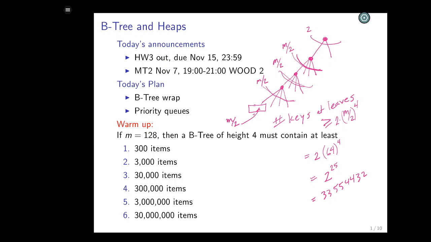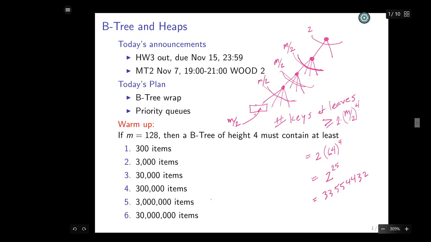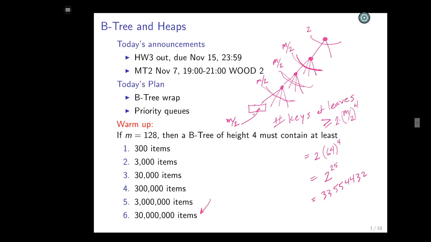There are also more keys at the internal nodes of the B-tree. I'm not even counting those. And already, I'm above 30 million items. So the answer is, it's going to be bigger than this, without even counting internal nodes. So this is just the leaves. It's the number of keys at the leaves. Trying to impress on you the shallowness of really gigantic B-trees. They're only height four, and you have to have at least 30 million items in them.